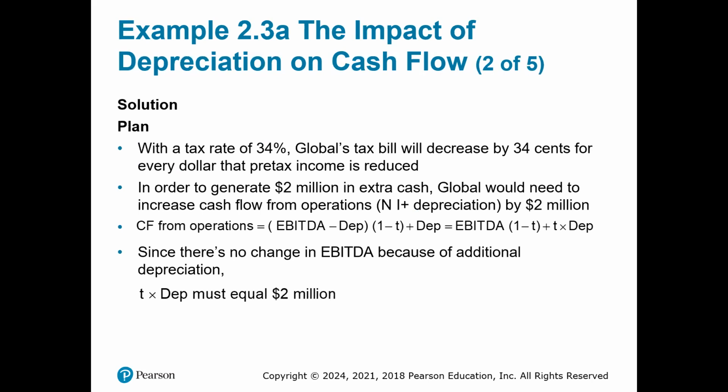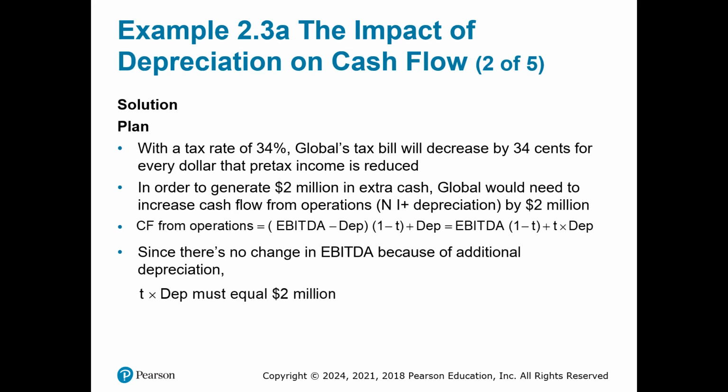That's net income plus depreciation, by $2 million. So cash flow from operations equals EBITDA minus depreciation, times 1 minus T, plus depreciation, which equals EBITDA times 1 minus T, plus T times depreciation. Since there's no change in EBITDA because of additional depreciation, T times depreciation must equal $2 million.